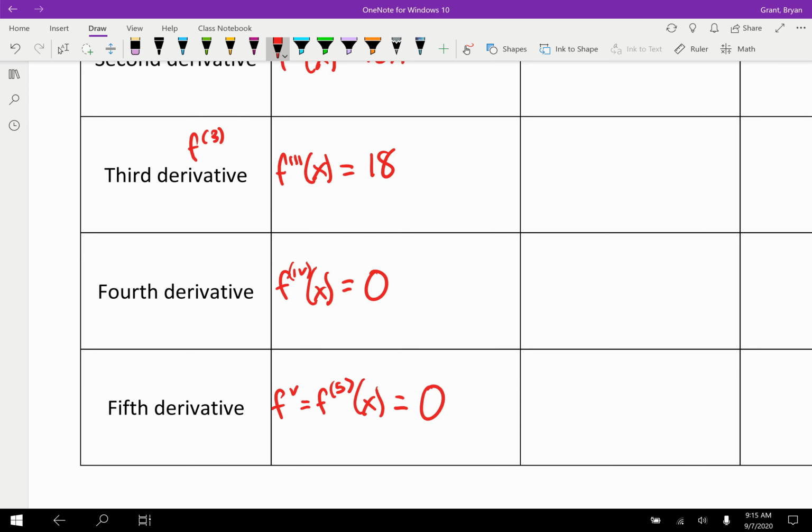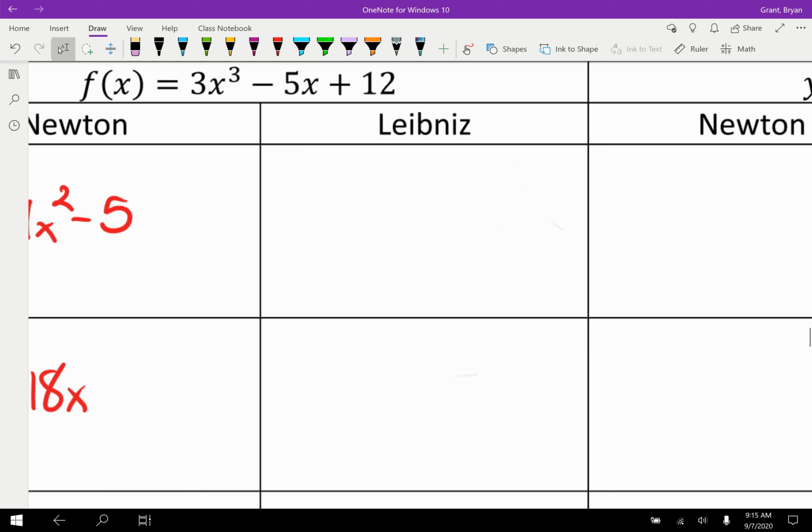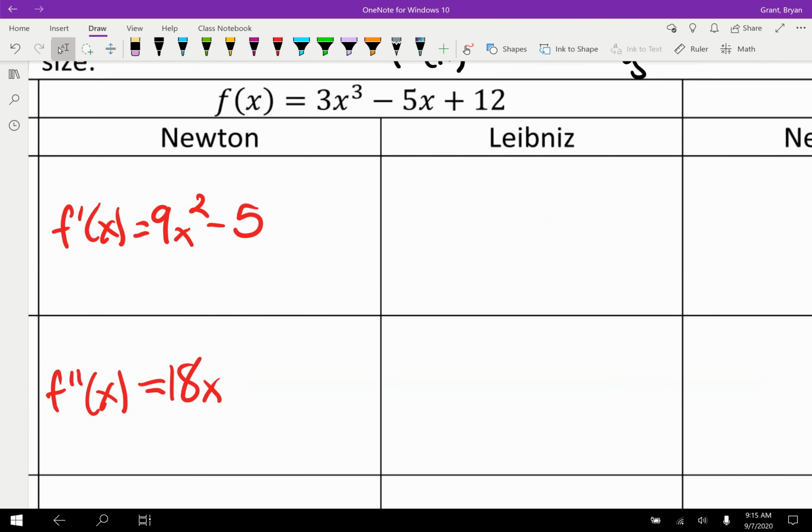0 all the way down. Well, what does it look like for Leibniz notation? I think it's important to show 2 steps on each of these, and the first is going to be what we're taking the derivative of. So instead of f of x, let's just use y. I think it's going to make a little more sense here.